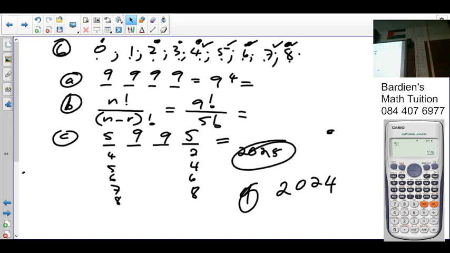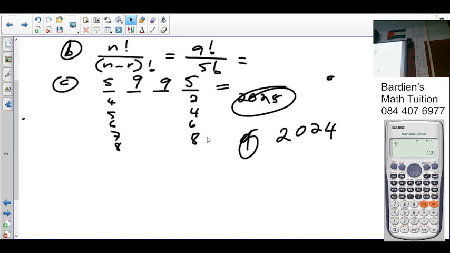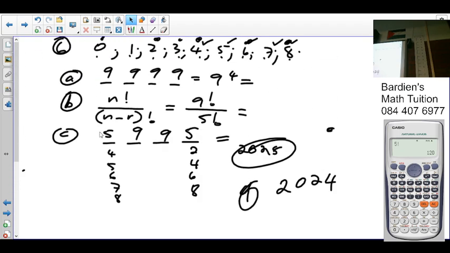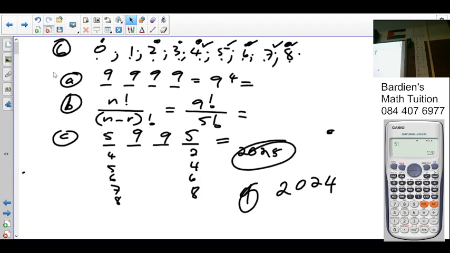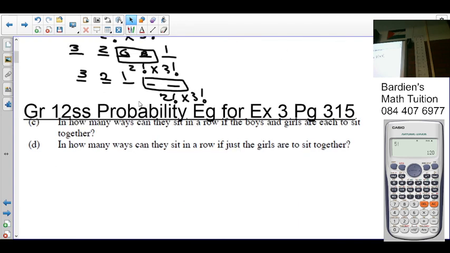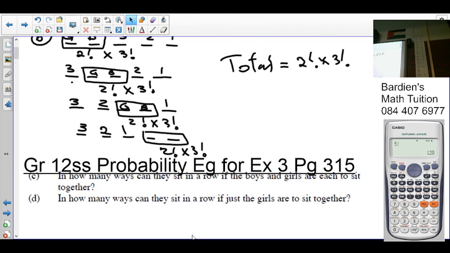Okay, sorry about this. Let's just check if everything's in order. Well, this was the examples we did. Okay, so they get out. Sorry about this.